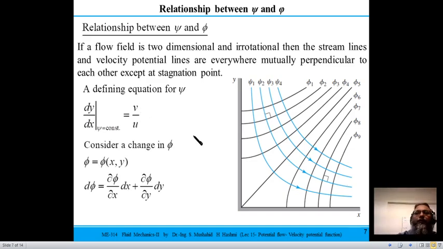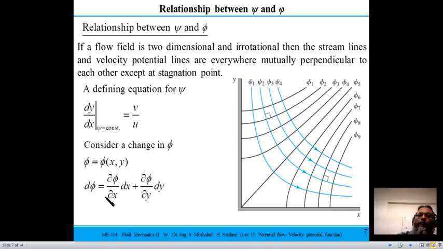If you look at the behavior of the velocity potential function, let's say we have a velocity potential function which is some function of x and y, so some function of space. We are not talking about an unsteady problem, so the time variable is not involved here. Mathematically, the change in the value of phi would be how phi changes as you move in the x direction times dx, plus how phi changes with respect to y as you move in the y direction times dy. So mathematically you can write it like this.